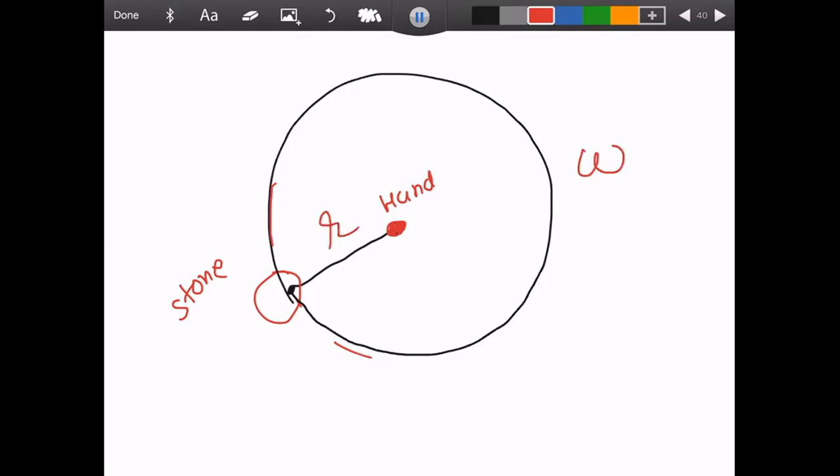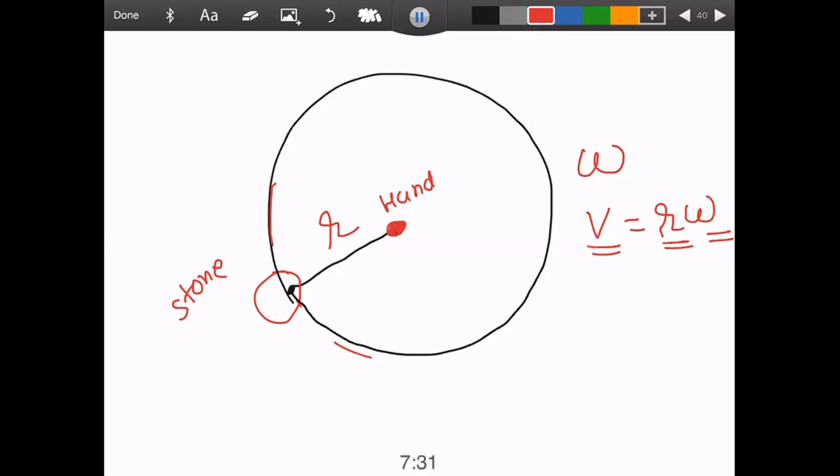So you may ask, is there any relationship to its linear velocity? So I can write v equal to r omega. So what is v? Linear velocity. If this stone were to go linearly, it should be r into omega. Now again the question is, what is omega? Omega is angular velocity. So how can we define the angular velocity?